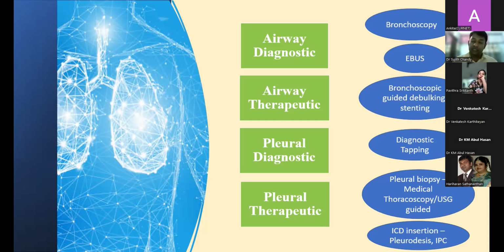Then we have EBUS, which is a more advanced procedure, combination of endobronchial ultrasound with bronchoscopy. So you're combining radiology with bronchoscopy. So it's a longer learning curve for EBUS. Then you have bronchoscopic guided procedures, which you'll do in theater with a rigid scope. You have to intubate the patient, debulking and stenting. Cardiologists are not the only ones who put stents. So stents into the airway, to keep the lumen of the airway intact after debulking. So that is another therapeutic airway procedure.